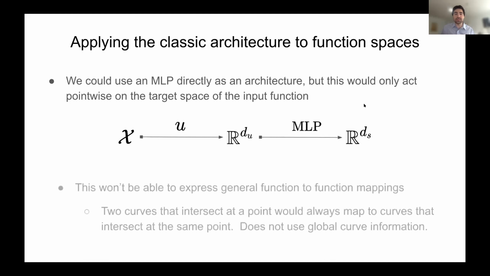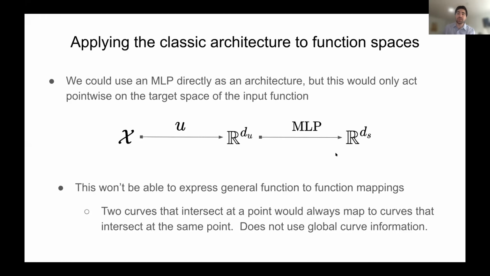But we can pretty quickly see that this is not going to be a rich enough class of functions. And it's somewhat clear to see why this is the case. That's because this is only operating pointwise on the outputs of the function. So we used an architecture from the finite dimensional case, just acting pointwise on a target space. So this is exactly what this is going to do. This doesn't take into account any information about the curve at all. It just looks at a particular output point and transforms that output space into another space.